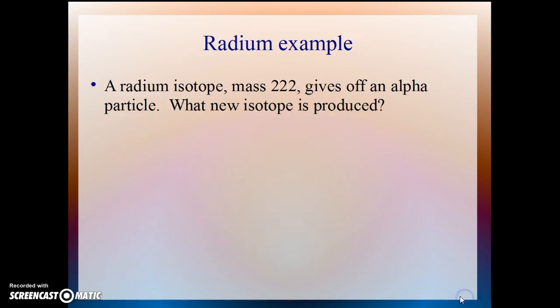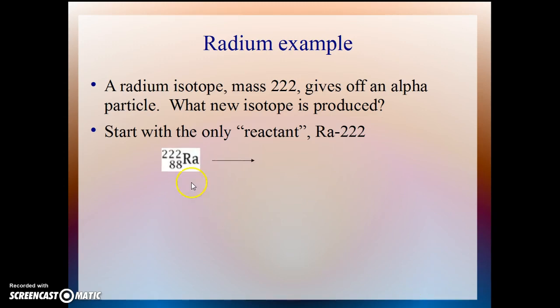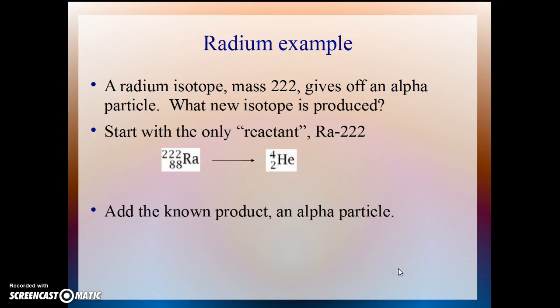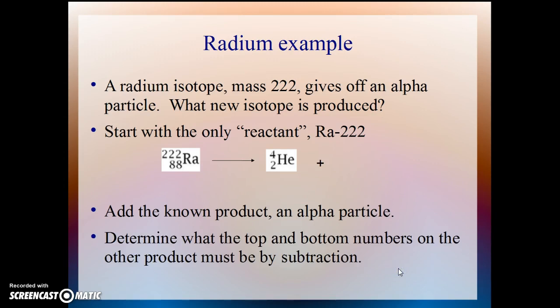For example, a radium isotope of mass 222 gives off an alpha particle. What new isotope is produced? So you start with the only reactant, radium-222. It has 88 protons. You write the arrow showing the decay. You add the known product, which is an alpha particle, which has a mass of 4 and a charge of 2, and you determine what the top and bottom numbers on the other product must be by subtraction.